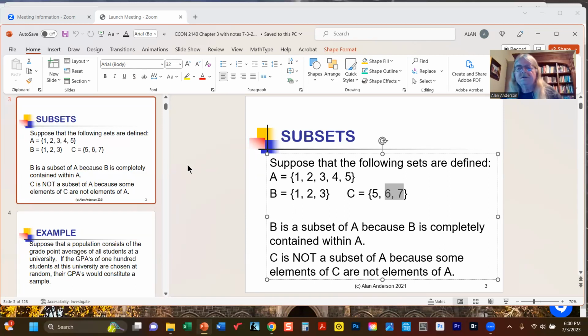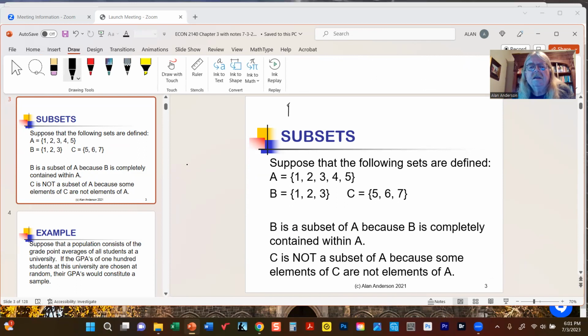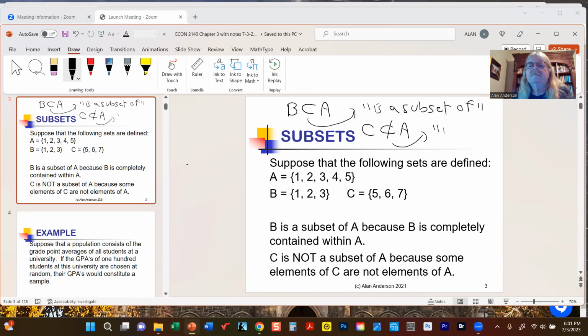Now, if you want to use the formal notation, you may have seen this before, that this is the symbol for "is a subset of." And the symbol that tells us that something is not a subset of another is the same symbol, but with a slash through it. So in other words, B is a subset of A, but C is not a subset of A.